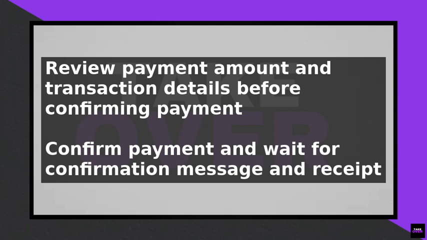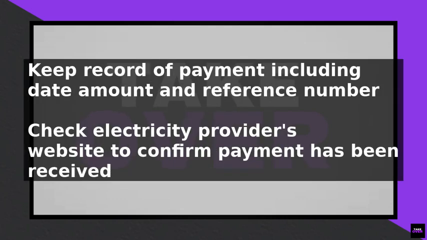It is essential to keep a record of your payment, including the payment date, amount, and reference number. You can also check your electricity provider's website to confirm that the payment has been received and updated in your account. Paying your electricity bill using Google Pay is a convenient and secure way to manage your bills.